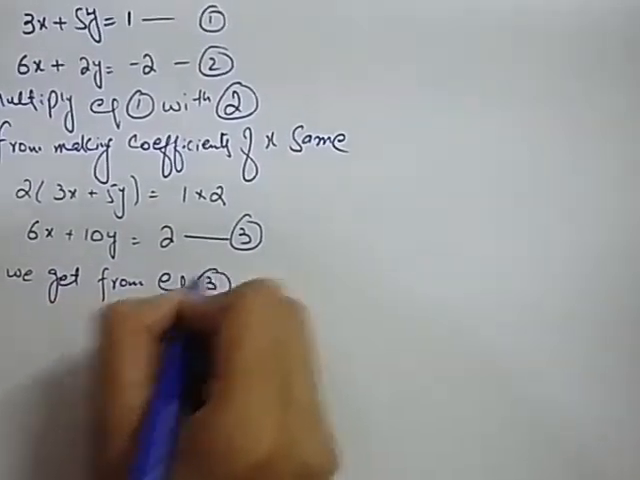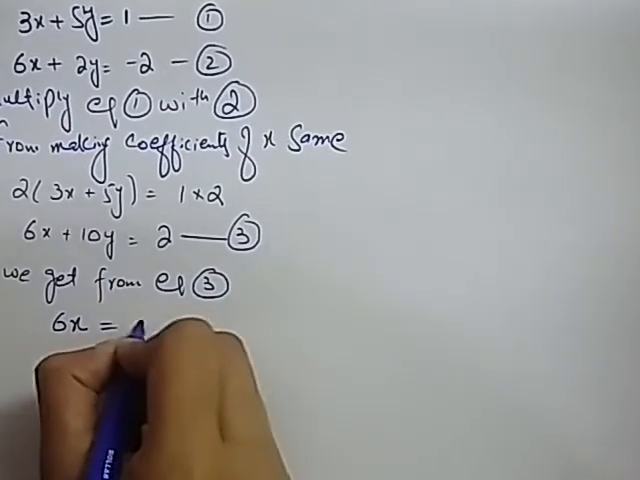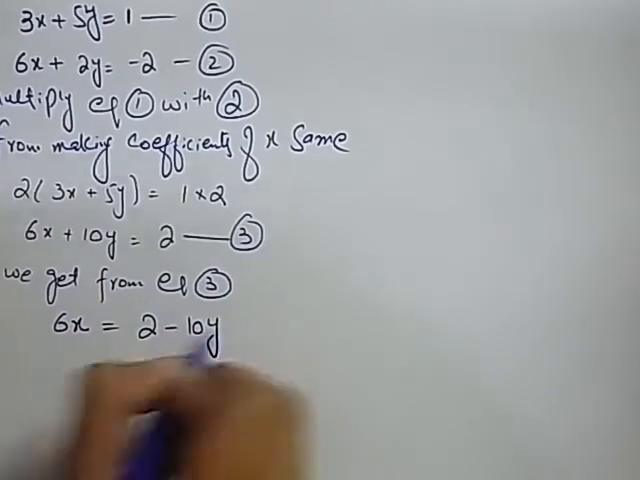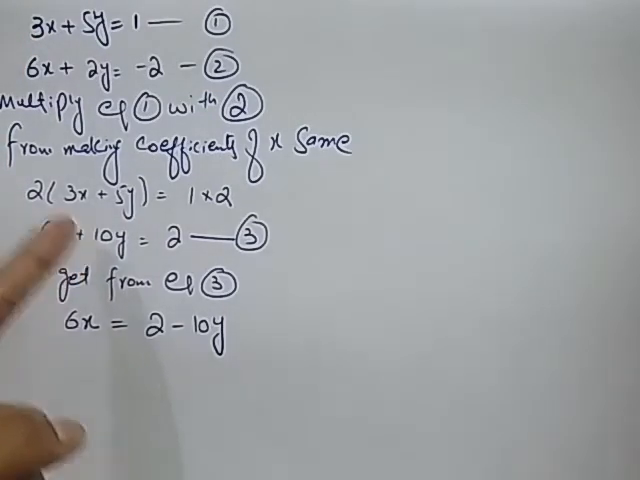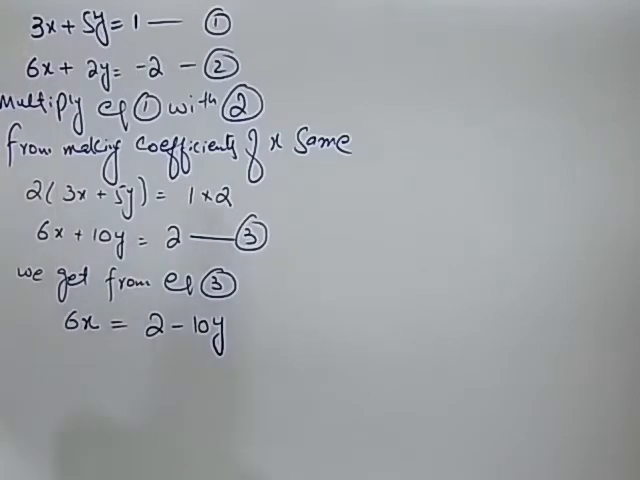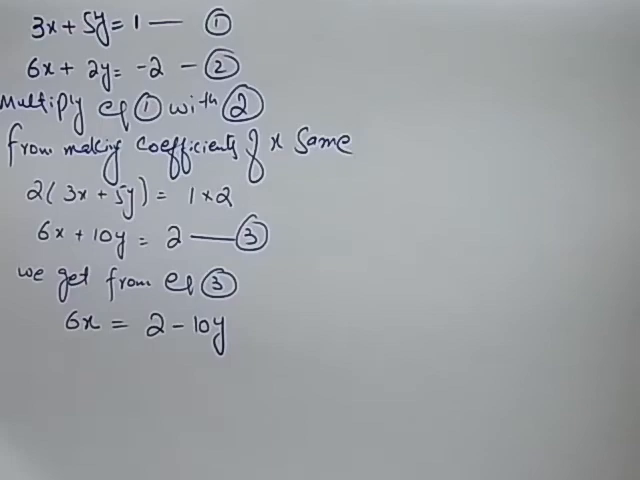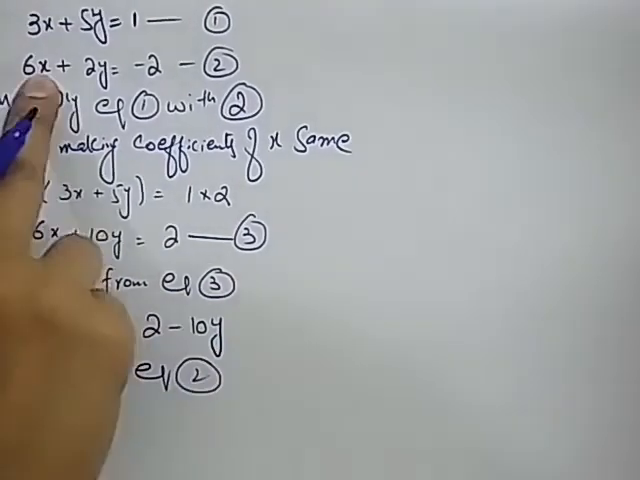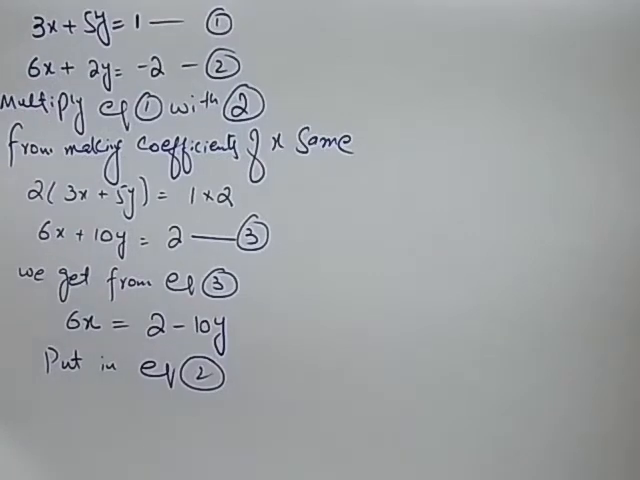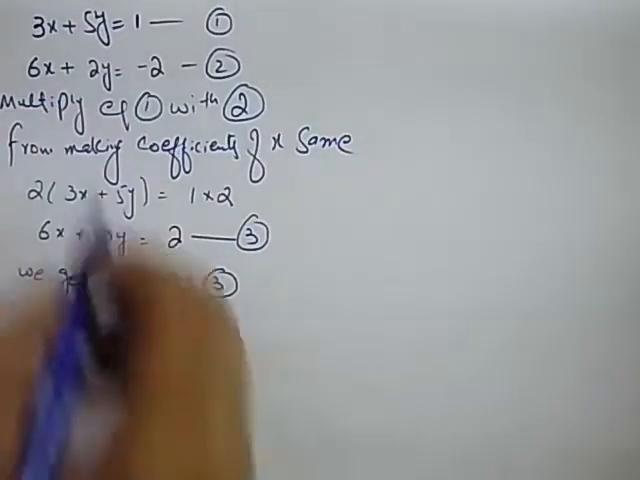So we get from equation 3, 6x is equal to 2 minus 10y. I have changed equation number 1 and I have taken the value from equation number 3. So the only leftover equation is 2. So I have to put this value of 6x in equation number 2. This is equation number 2. So first of all, I have to write equation number 2.